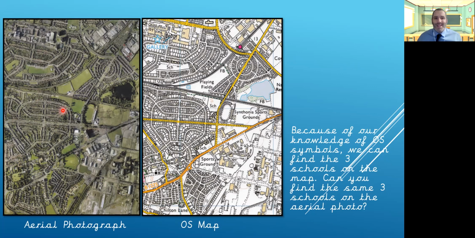How did we get on this time? So if we start from the top of the map, we've got our school here. So we can go straight across. There's the open space that's there. So that's the first school.